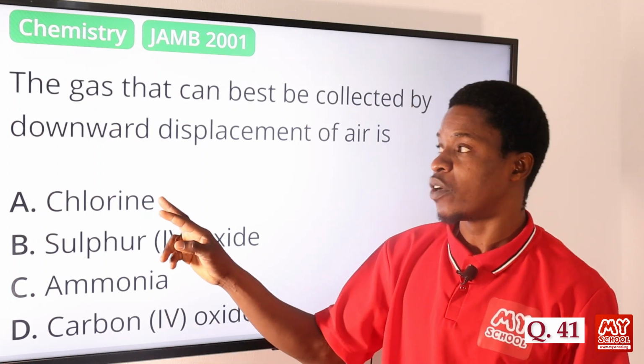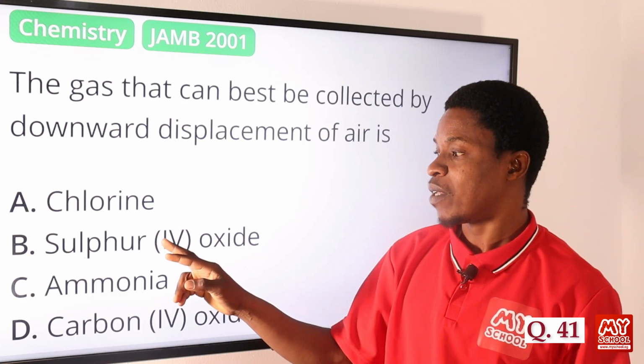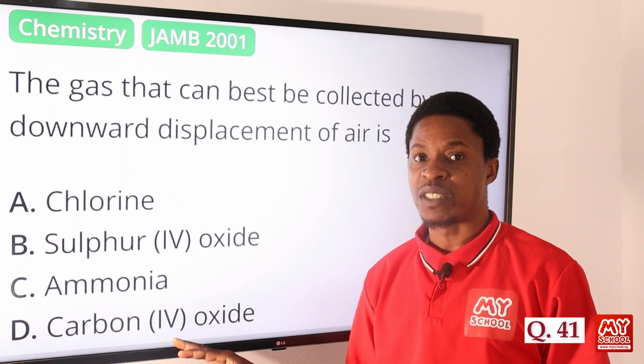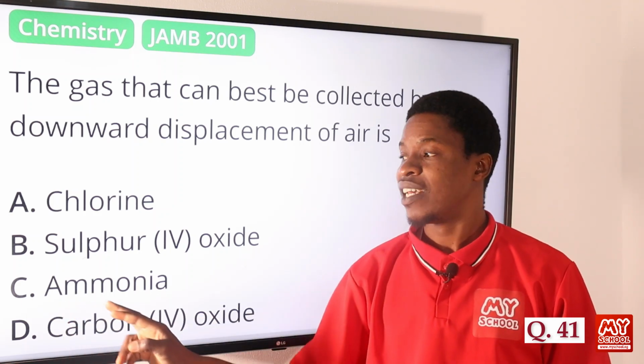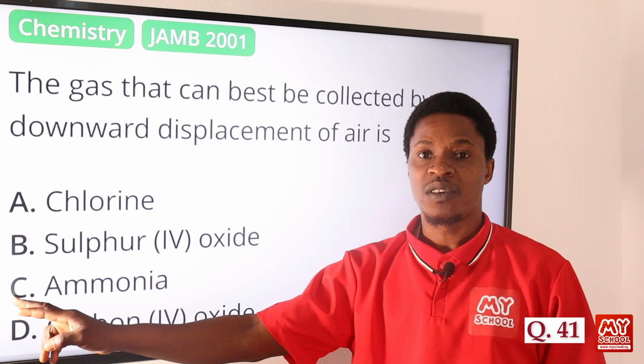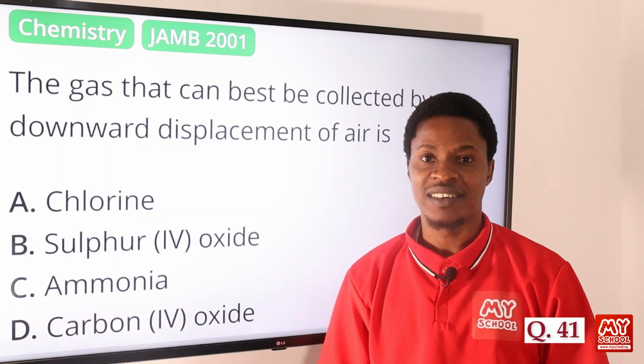So option A, upward displacement. Option B, upward displacement. Option D, upward displacement of air. But option C, because ammonia is lighter than air, is the correct answer. Option C is the correct answer.